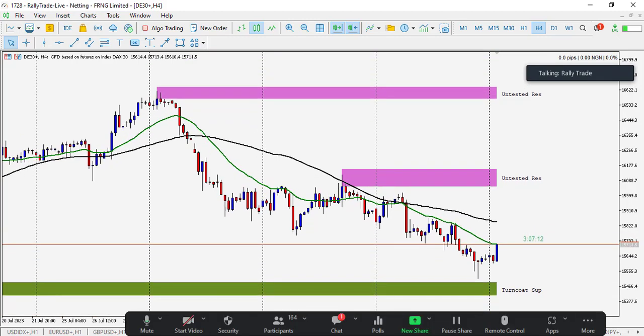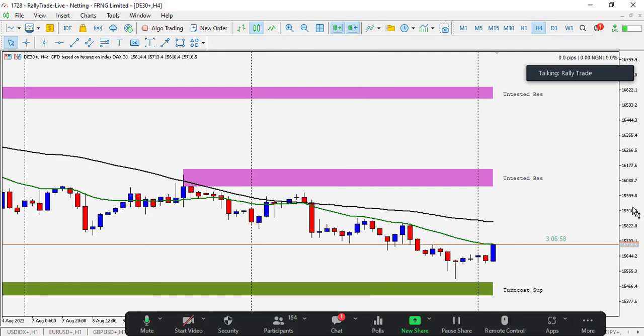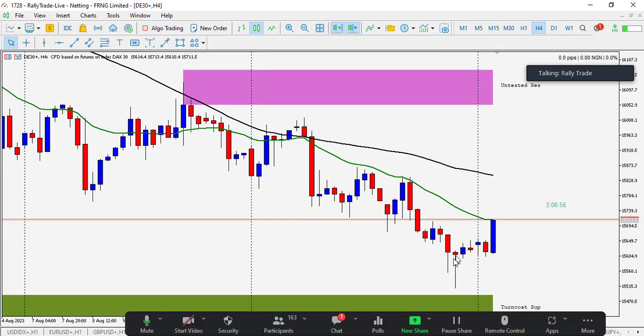So on D30 on the H4 time frame, the market is clearly trading towards the downside, as you can see, right, guys? But guess what? If you look carefully on the H4 time frame, you can see this candlestick, guys. You can see this candlestick.